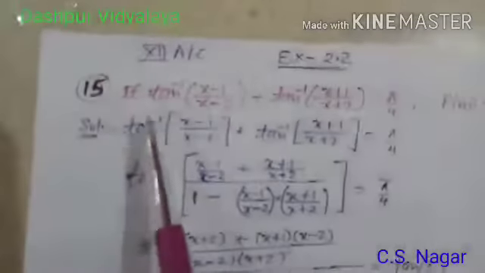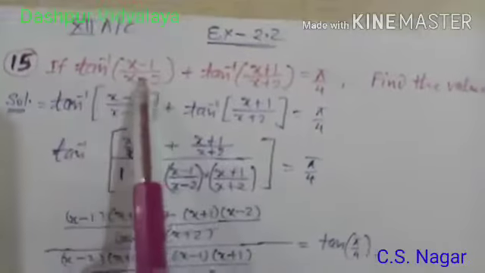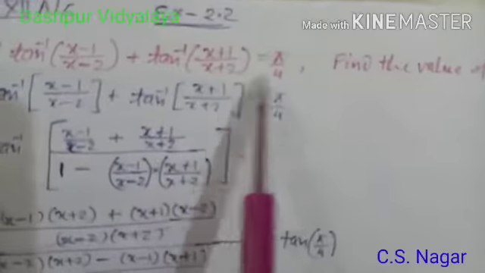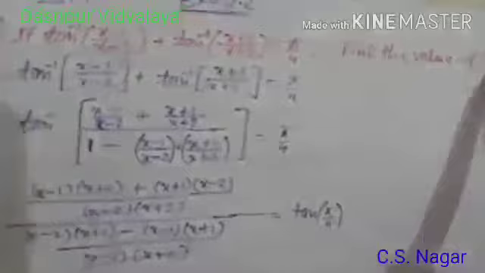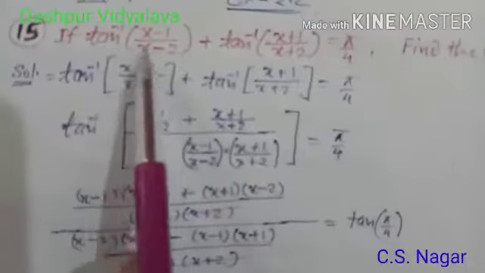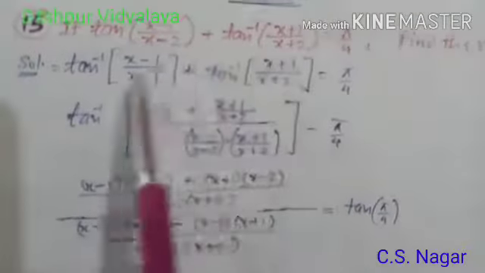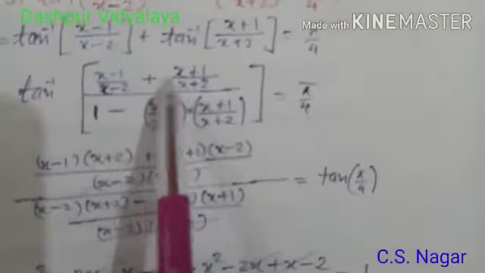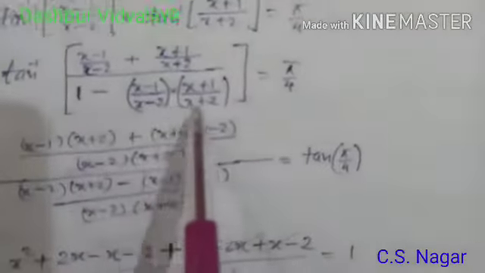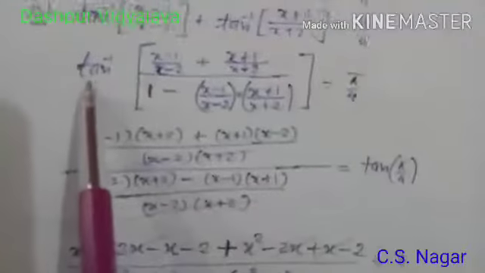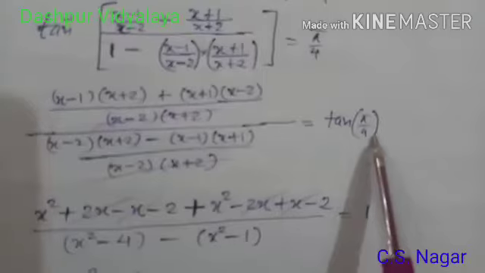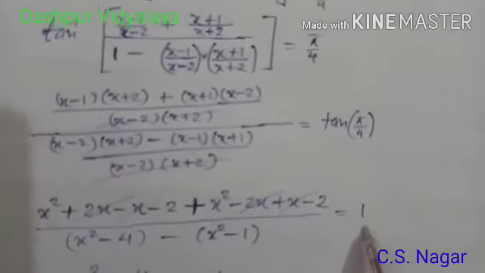Next, question number 15. If tan inverse x minus 1 upon x minus 2 plus tan inverse x plus 1 upon x plus 2 equal to pi by 4, then find the value of x. Here, tan inverse plus tan inverse, use the formula. So write tan inverse once, this is x plus y upon 1 minus x into y. Tan inverse transferred to the right side, so it is only tan pi by 4, and next step it is only 1.